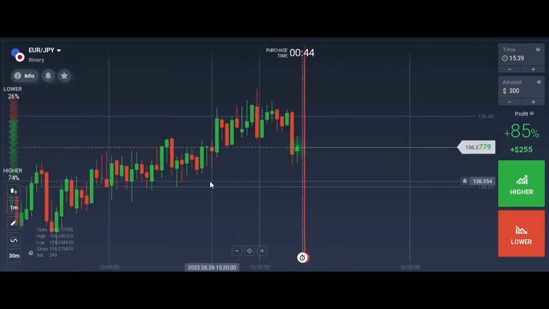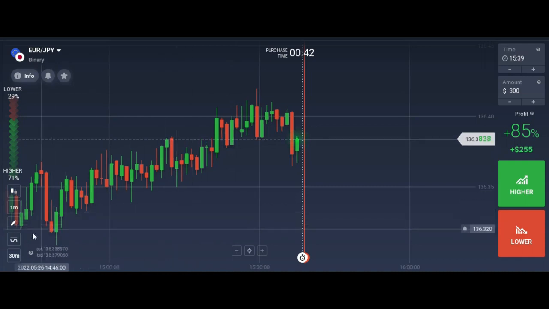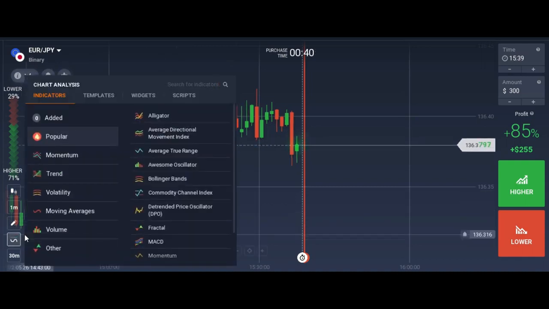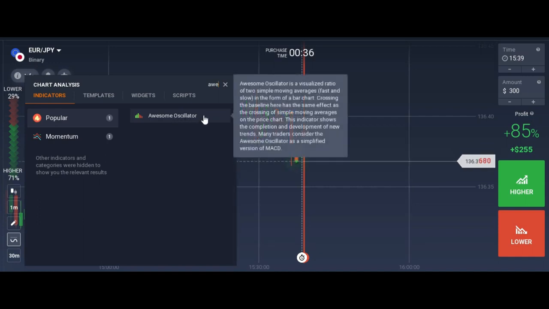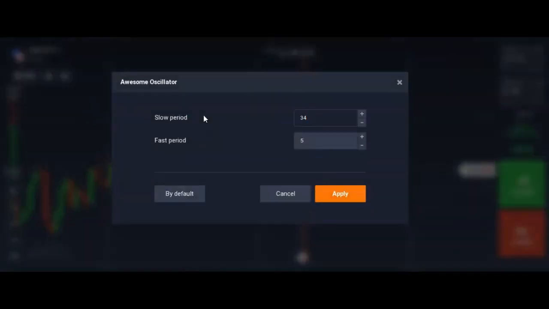To start, we will use the following indicators: Awesome oscillator, slow period with 21, fast period with 8.